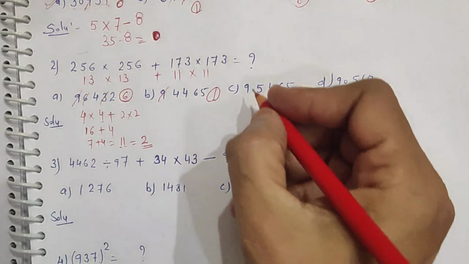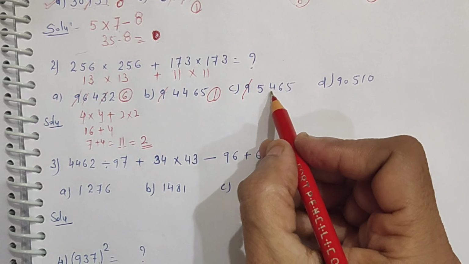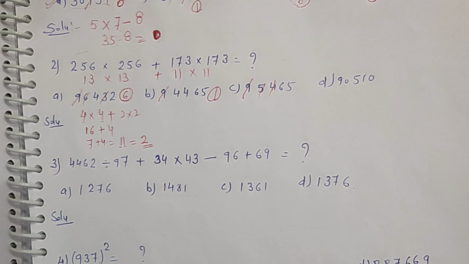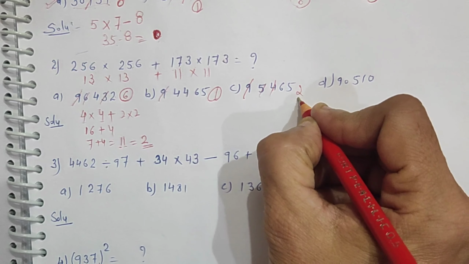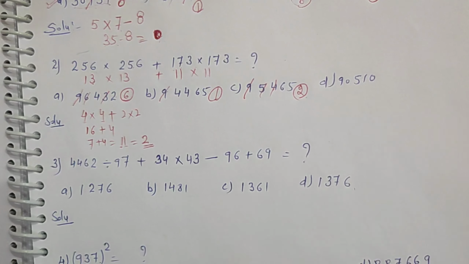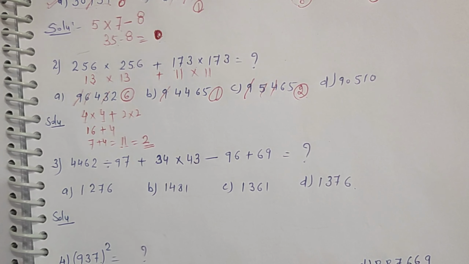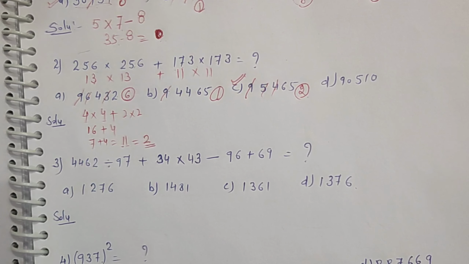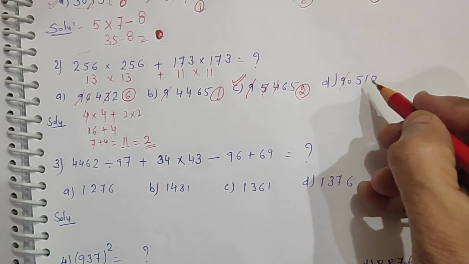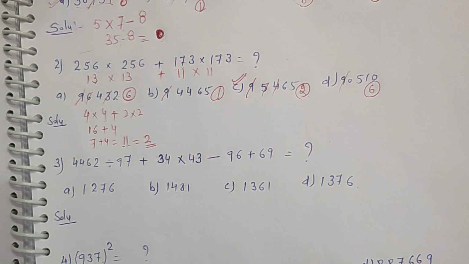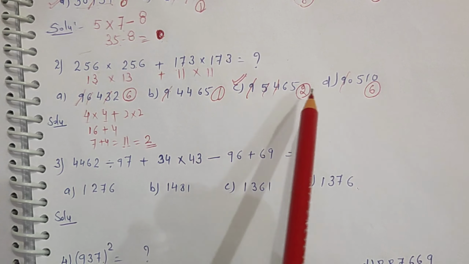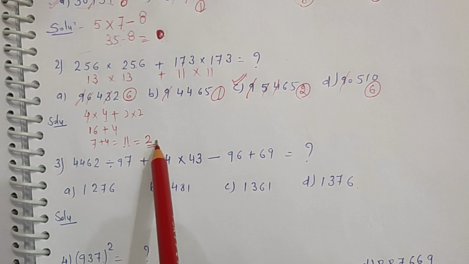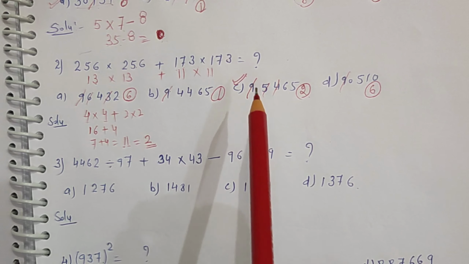Check the next one. Cancel 9. 5 plus 4, 9. Cancel this also. 6 plus 5 is 11. And 11 means 1 plus 1 is 2. So this can be my answer. Let us move to another also, so that we are confident enough that yes, this is my answer. Otherwise this can be considered as the answer. 9 cancel it. 5 plus 1 is 6. You can see remainders here are 6, 1, 6 and 2. This is the only option which is matching with my answer. So this is my correct answer.